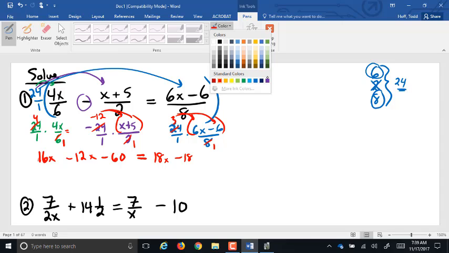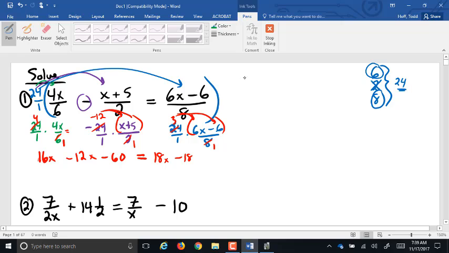Now that we've taken care of parentheses, that's always the first step, is to deal with parentheses. Now that we have done that, we've done the multiplication, got rid of the denominators. Now we're going to go ahead and combine what we can combine on each side. On the left side over here, is there anything we can combine? 16x and negative 12x make 4x minus 60. That's it.